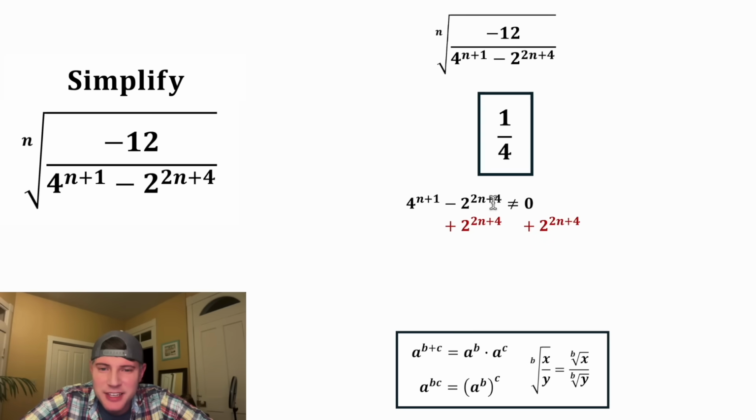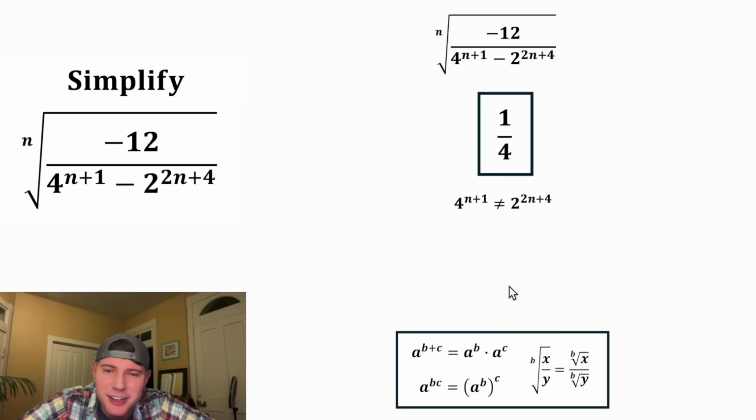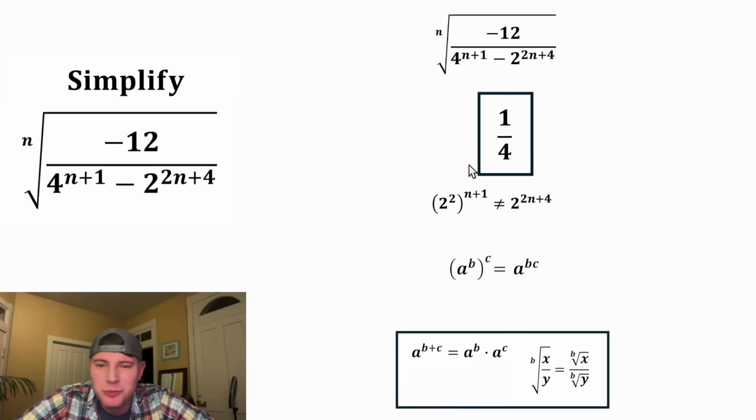First, let's add this term to both sides. On the left-hand side, this will all cancel out. And on the right-hand side, we'll be left with 2 to the power of 2n plus 4. Let's smush everything together and see what we can do from here. Let's rewrite this 4 as 2 squared. And then using these notes, we know this 2 exponent will distribute to each of these. So the left side will end up being 2 to the power of 2n plus 2. And then we can copy down the right-hand side.